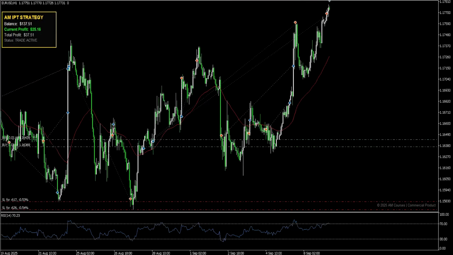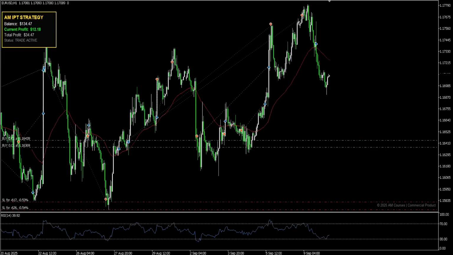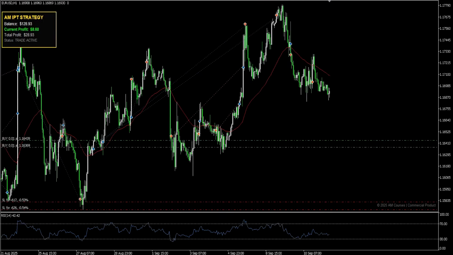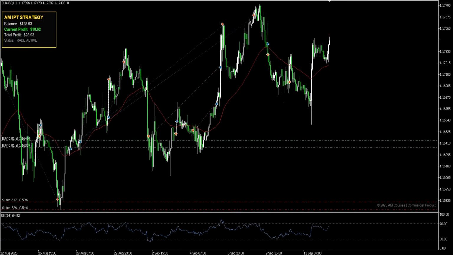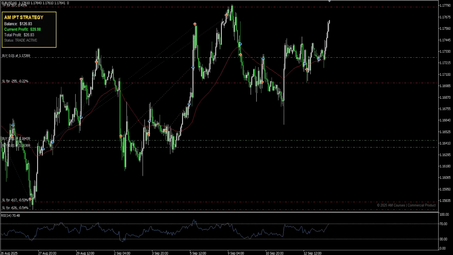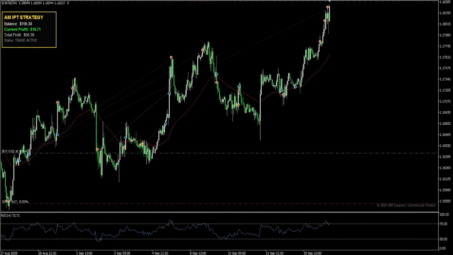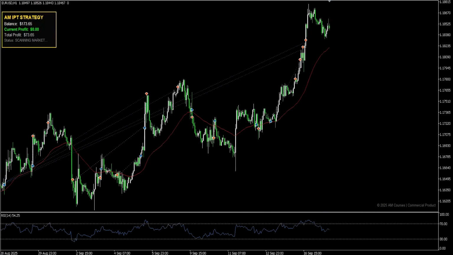Second, price must pull back into the EMA value zone. This pullback represents a temporary pause in the trend, not a reversal. Many traders panic during these pullbacks, but the strategy treats them as potential opportunities rather than threats.